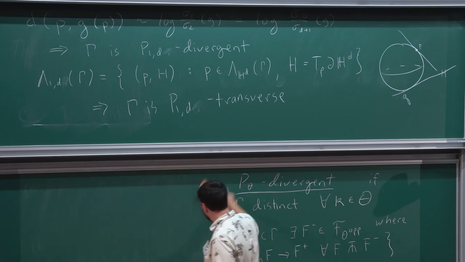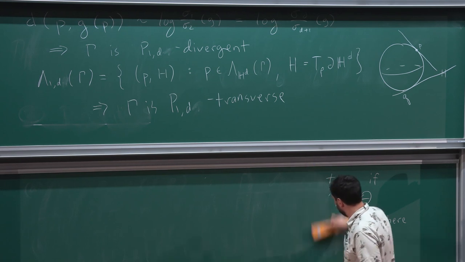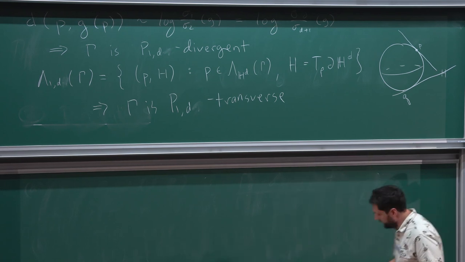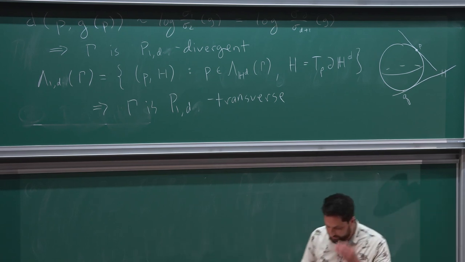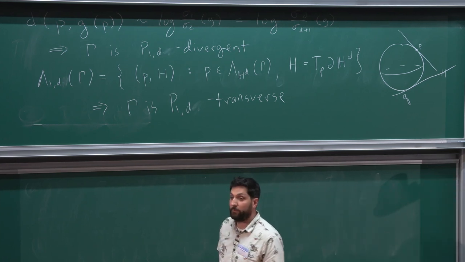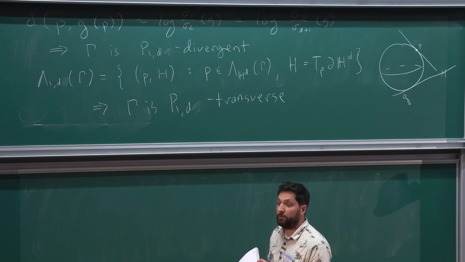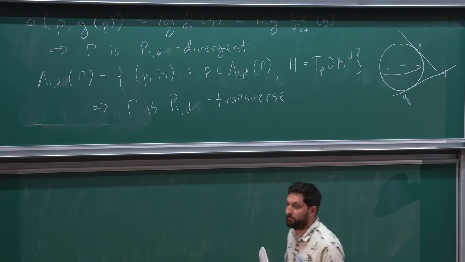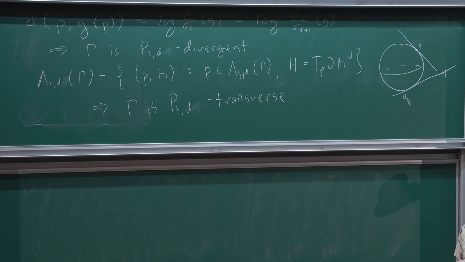And so I want to do one more example. Tengren talked about this in his talk, these projectively visible groups. And so it goes more generally for any rank one group. Yeah, exactly right.